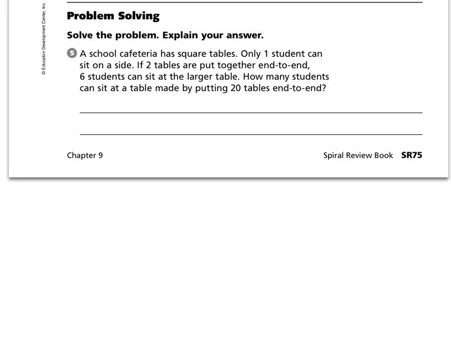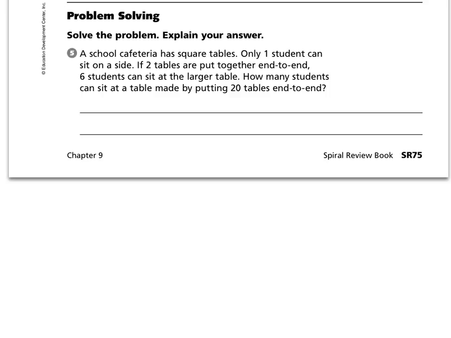Let's look at the problem solving. Remember to explain your answer. A school cafeteria has square tables. Only one student can sit on a side. If two tables are put together end to end, 6 students can sit at the larger table. How many students can sit at a table made for 20 tables end to end?